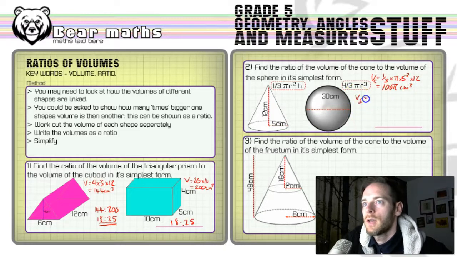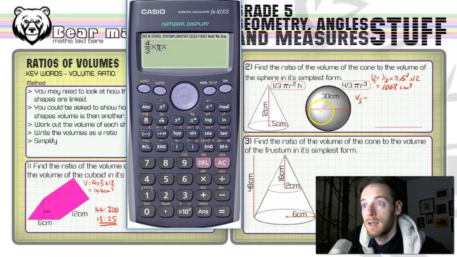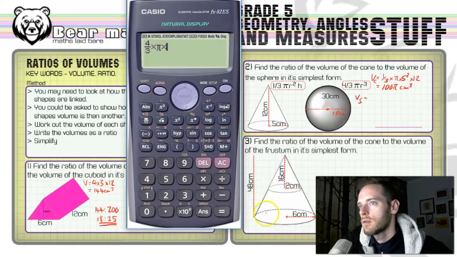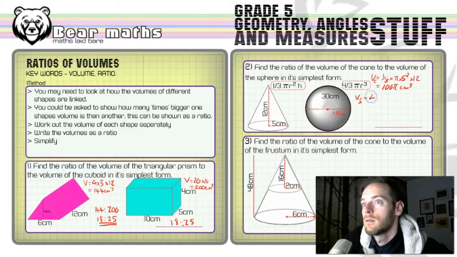And then the volume of the sphere is going to be 4/3 multiplied by pi multiplied by the radius cubed, and the radius in this case is 15. I keep doing this with my spheres for some reason, I don't know why. Sometimes you will be given the actual radius, but the radius here is 15 centimeters because that's the diameter all the way across. So we're going to put in 15 cubed on the calculator. So that's 4,500 pi centimeters cubed.